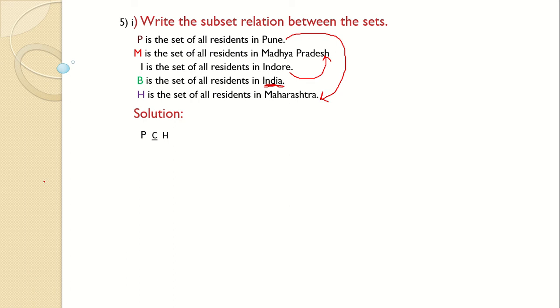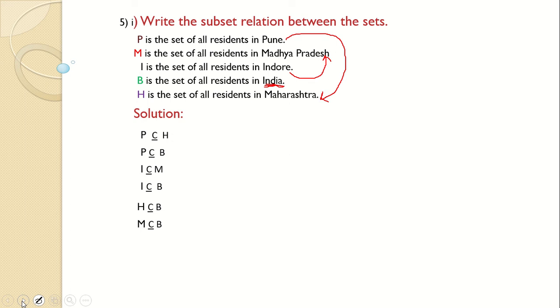P is a subset of H. That is, Pune is a subset of Maharashtra. Next, P is a subset of B. Pune is a subset of India too. Then I is a subset of M, because Indore is contained inside Madhya Pradesh. And Indore is a subset of India too. Then H means Maharashtra. Maharashtra is a subset of India, and Madhya Pradesh also is a subset of India.